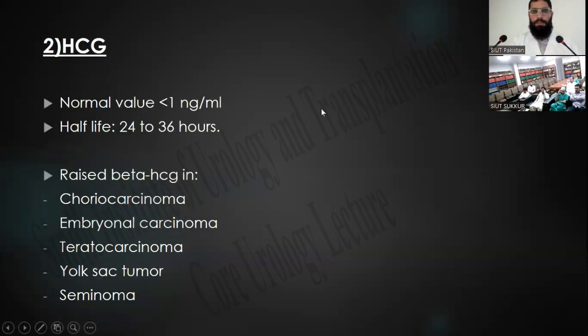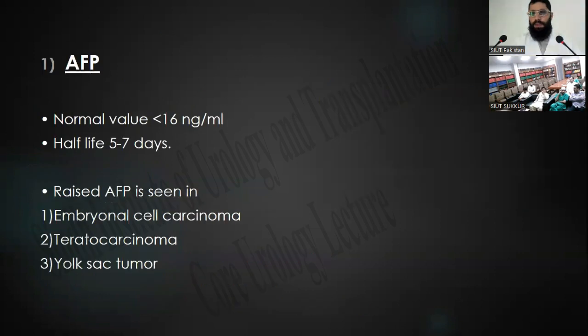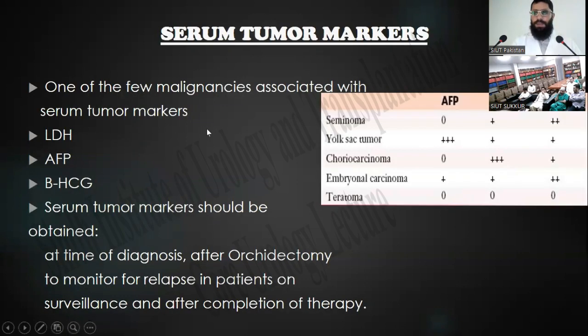So, seminomas may present with increased LDH and increased HCG. In yolk sac tumors, AFP is usually raised. In choriocarcinomas, beta HCG is usually raised. Embryonal carcinoma may have raised AFP, beta HCG, and LDH. Whereas in teratomas, none of them is usually raised.